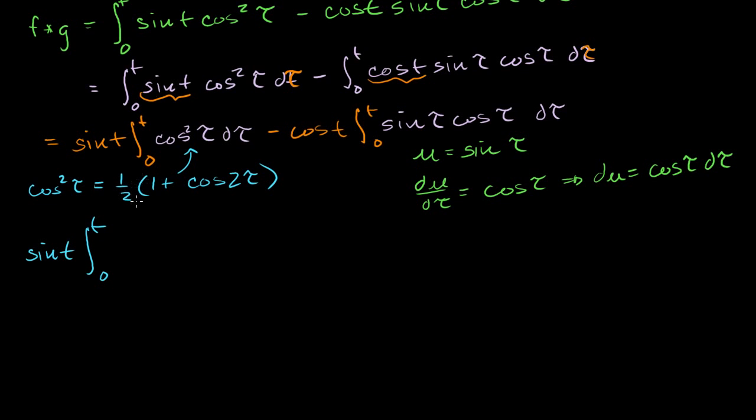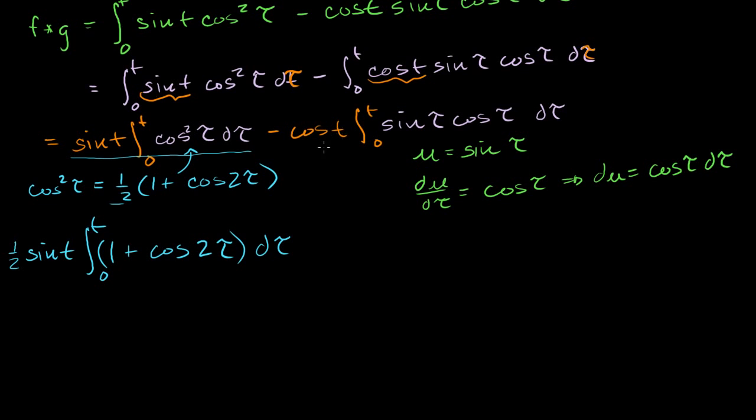Let me just take the 1/2 out to keep things simple. So I'll put the 1/2 out here. That's this 1/2. So 1 plus cosine of 2 tau, and all of that is d tau. That's this integral right there.